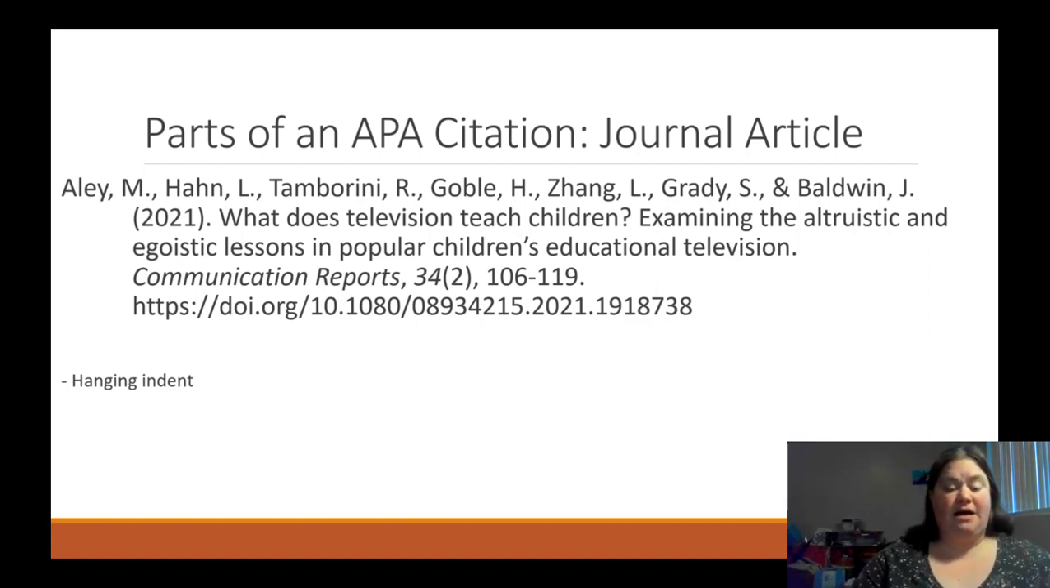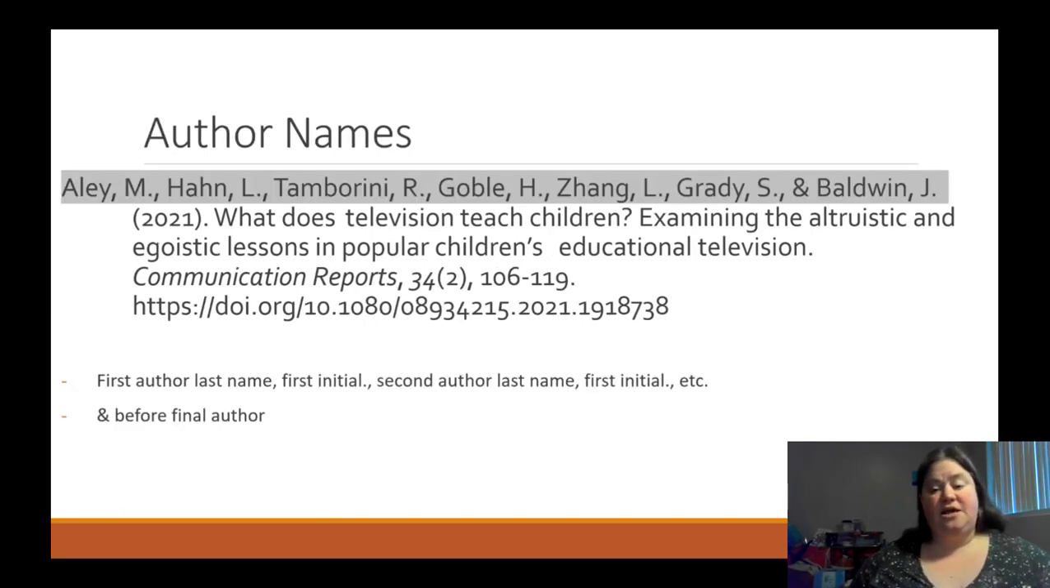First thing you want to notice about this APA citation is that it has a hanging indent, which means the first line is not indented, but the rest of it is. So teachers, scholars are going to be looking at the hanging indent. Believe me, it stands out if it's not quite correct. So the next thing you want are the author's names. So the author's names are in the order they're supposed to be already.